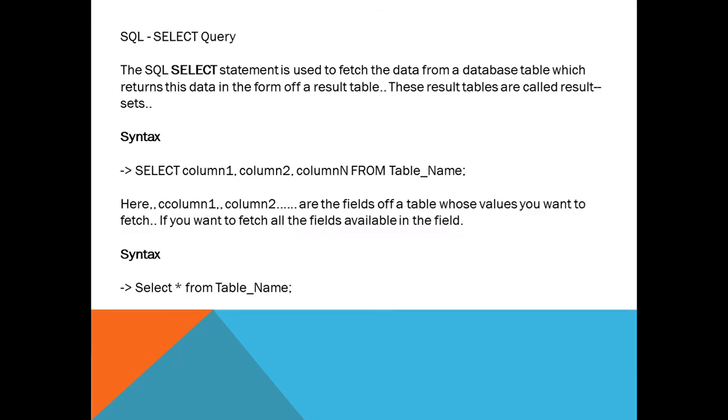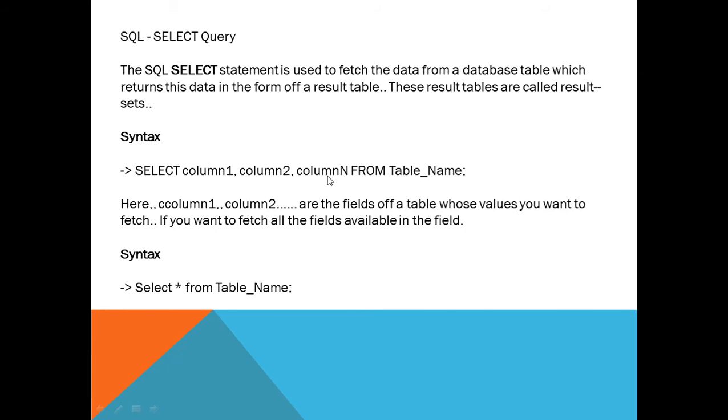The select query. As you can see, the select statement is used to fetch data from a database, that is a table, which returns this data in the form of a result table. These result tables are called result sets. The syntax for the select statement in SQL is: select column name from table name. The column name may be one, two, or more than two.